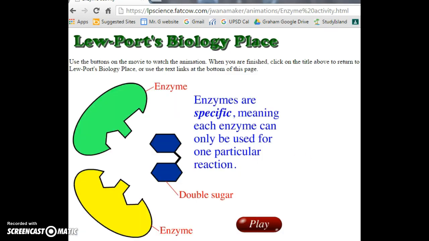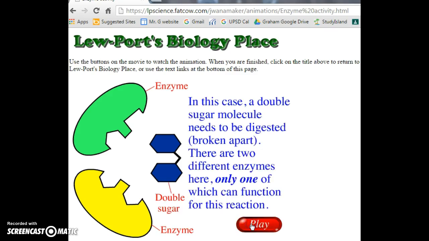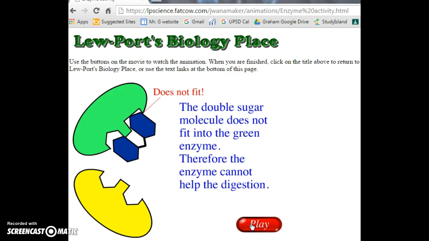Why are they specific? Well, here we have two enzymes. This one we'll call Mr. Green. This one we'll call Mrs. Yellow, just to make it simple. Mr. Green would like to catalyze a reaction where he takes a double sugar, breaks it apart to make two monosaccharides. Do you think he can do it? Let's see. Oh, poor Mr. Green. It doesn't work because the substrate does not fit into the active site.